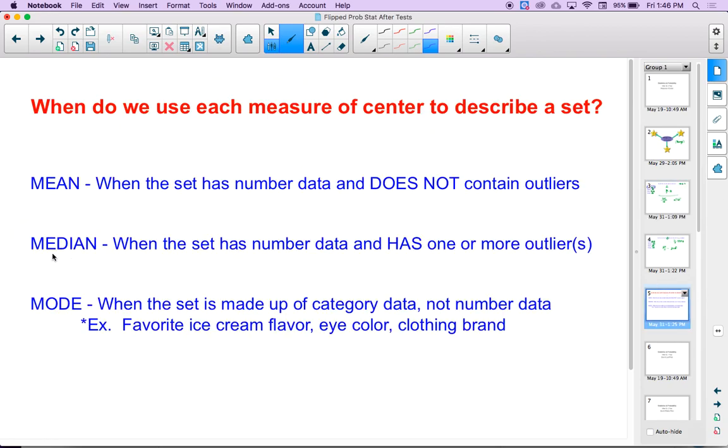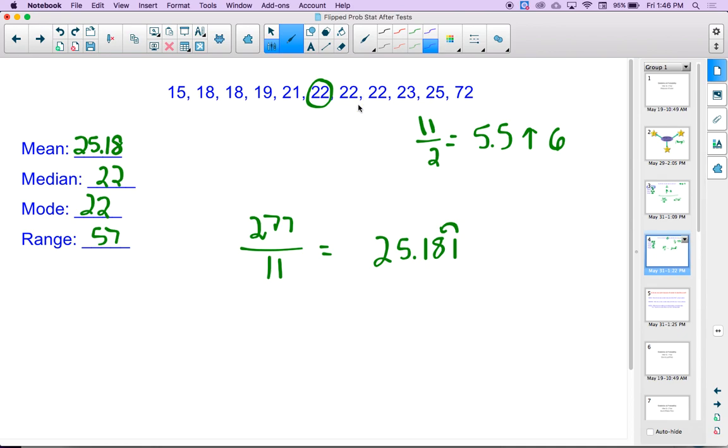When do we use the median? Well, we use the median when we do have outliers in the set because the median's more stable. It's not affected by an outlier. So, set 2 we had this outlier of 72, right? So because of that, we wouldn't want to use our mean, which means we would want to use the median to describe that set.